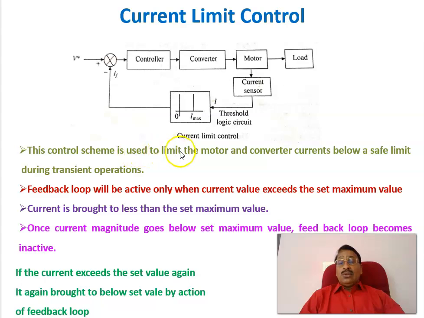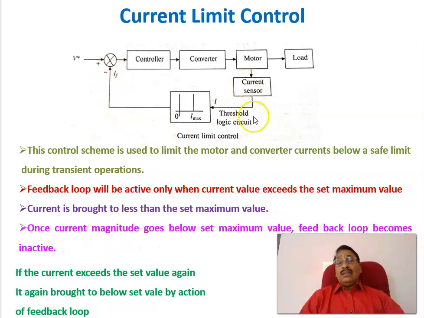This control scheme is used to limit the motor and the converter current below a safe limit during the transient operation. The feedback loop will be active only when the current value reaches the set maximum value. We are setting it to a certain maximum value. If the current is reaching that set maximum value, then only the feedback loop is active. That will be controlled by this one. And the current is brought to less than the set maximum value due to the introduction of this feedback loop. Once the current magnitude goes below the maximum value, then the feedback loop becomes inactive.